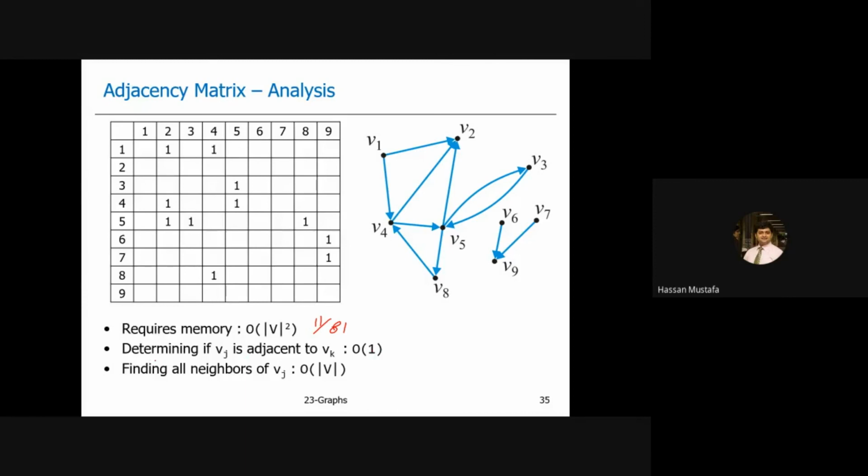Okay, then if I want to determine if a vertex j is adjacent to vertex k, I would simply go to the index v of j and v of k.